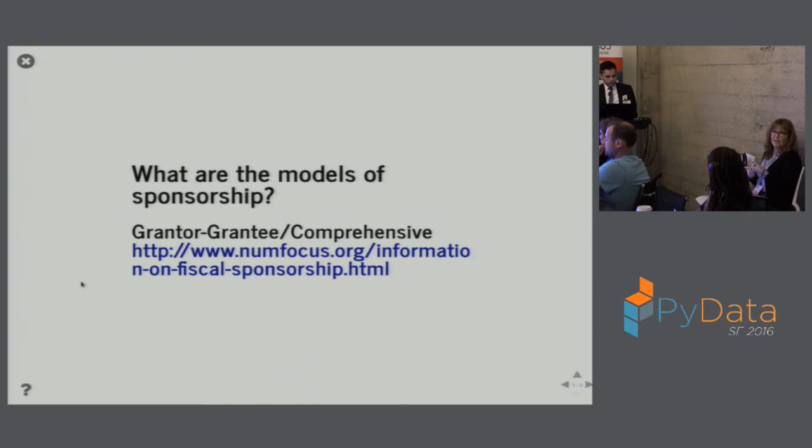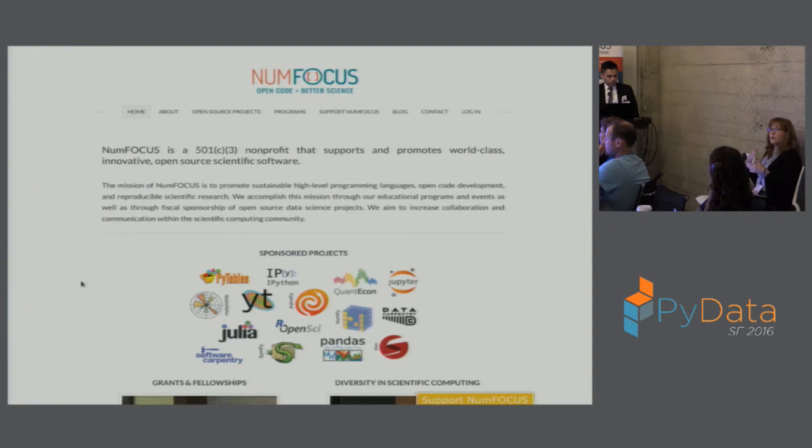On the grantor grantee, it's more you're pre-approved for a grant, which NumFocus can get or apply for. That grant comes through. You can say this grant goes to that project. It's all pre-approved and taken care of. So you can see that.